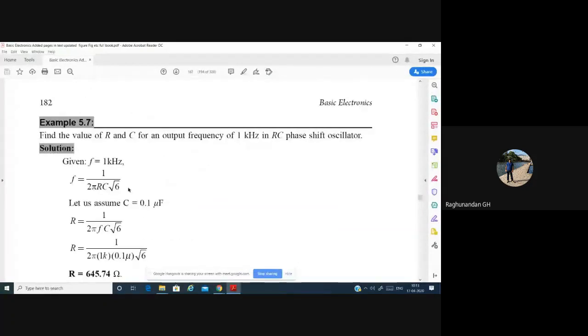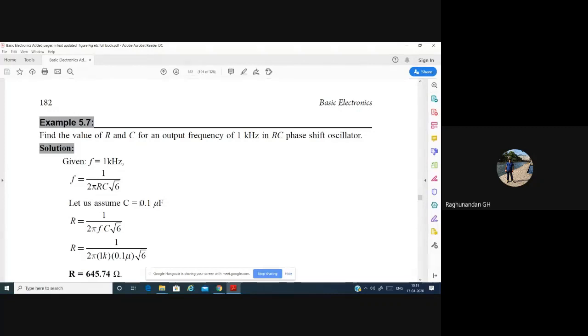In the next case, they ask to find the value of R and C for an output frequency of 1 kilohertz in an RC phase shift oscillator. See, if this kind of problem is asked where only the frequency value is given, neither the R value nor the C value is given, and they're asking for both those values. Two unknowns cannot be solved by taking a single equation. So during that time, what you have to do is assume the capacitor value, because in the majority of cases we take the capacitor value on approximation. We're not going to design the capacitor value exactly.